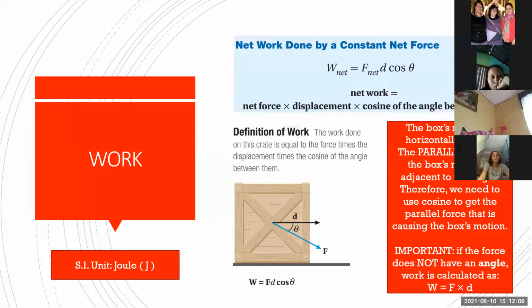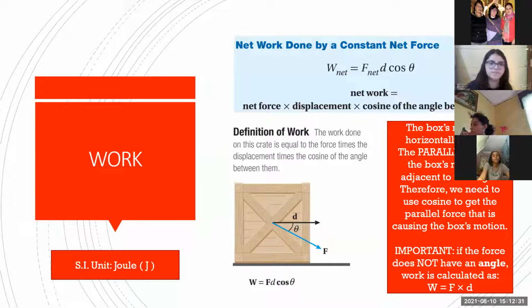Now take a look here. How is this box moving? According to the force I'm applying, is this box moving horizontally or vertically? Horizontally. It's moving horizontally. So the force parallel to the object's motion is going to be the horizontal component. Remember, when we have forces at a certain angle, we're going to have components. We're going to have a component in x, and we're going to have a component in y.